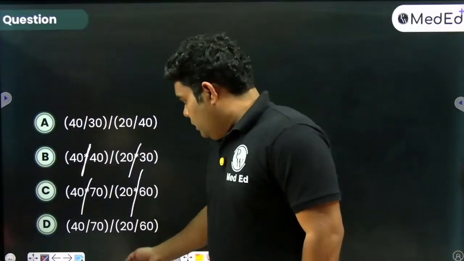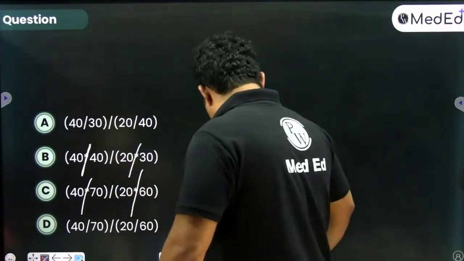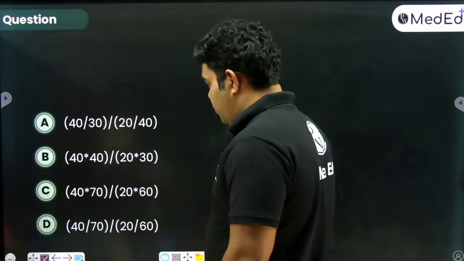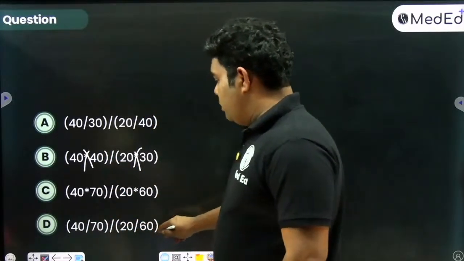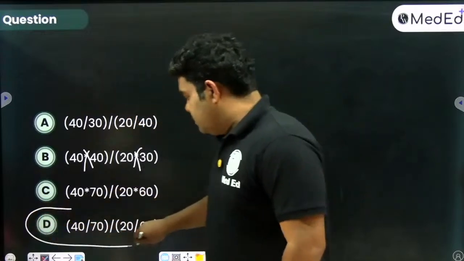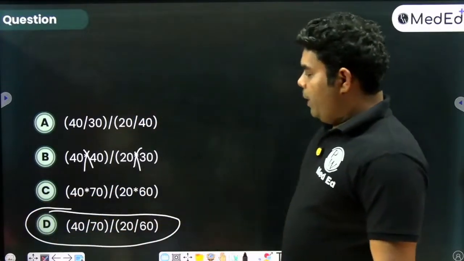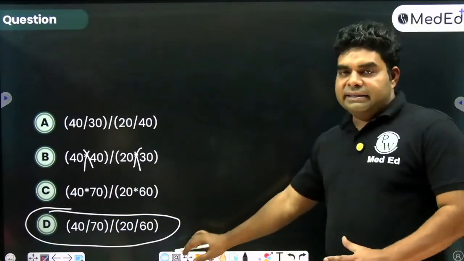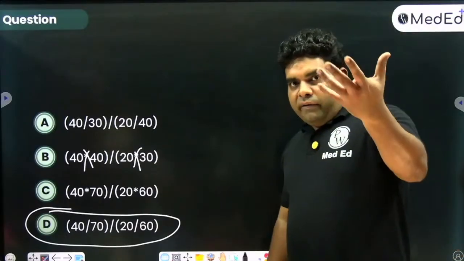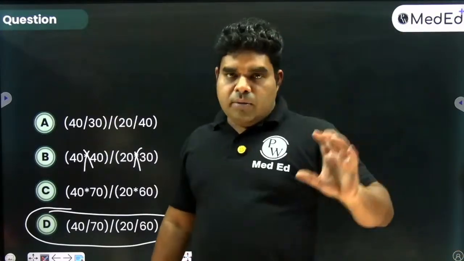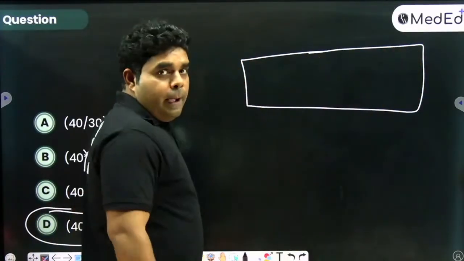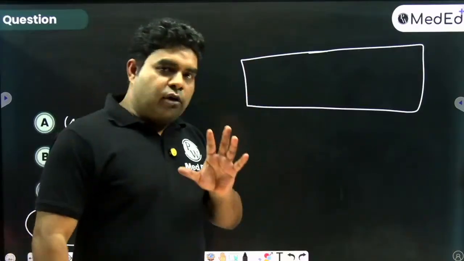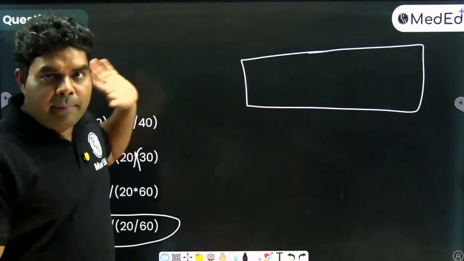What is the answer? So, this star sign is the multiplication sign. Is it 40 into 40 by 20 into 30? Or is it 40 by 70 by 20 into 60? We already got the answer. It is 40 by 70 by 20 by 60. This is the answer based on the explanation I gave. But sometimes you can also get a table-like thing in the exam, based on which they can give you a numerical. They have already given numericals on relative risk by giving you a table.